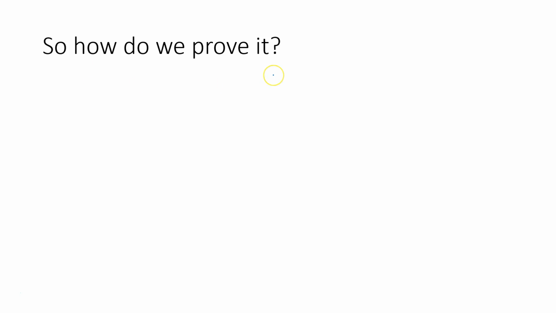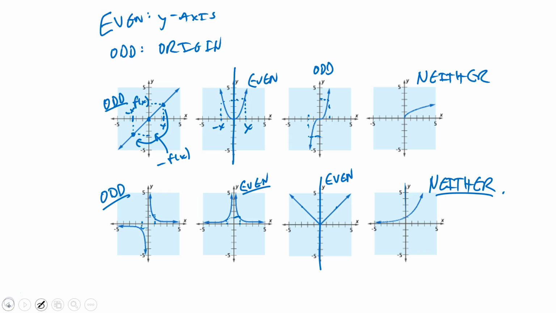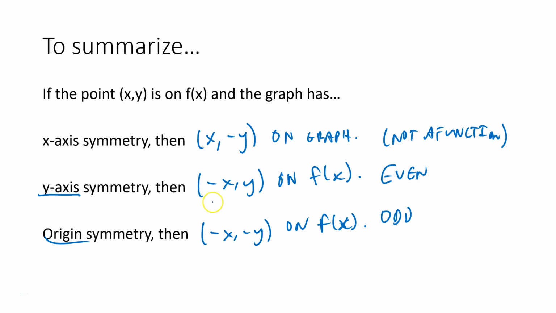So how do we prove it? How do we prove that a graph is even or odd based on just its equation? So we're going to be given some kind of a function, f of x. And as we saw before, when we plug in the negative x, we get some information, because either we get the original function back out, then we have that y-axis symmetry and it's even, or we're going to get the opposite of the y-coordinate, and that's when we have the origin symmetry and it's odd.